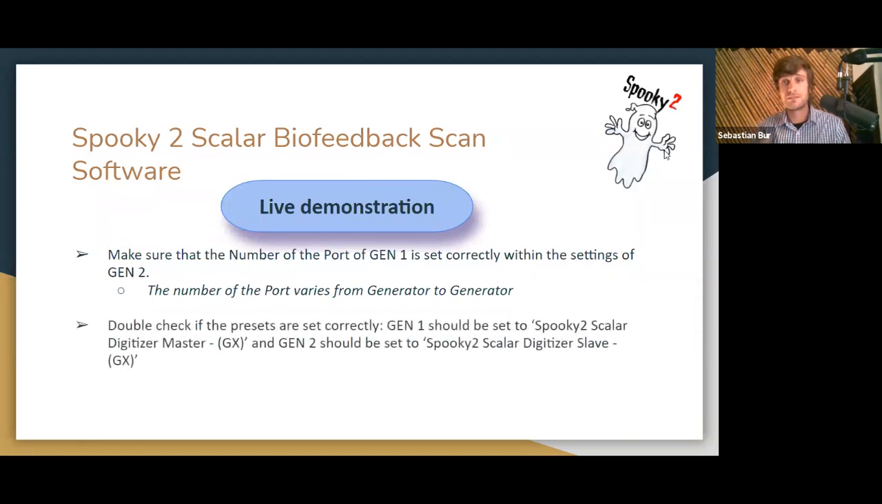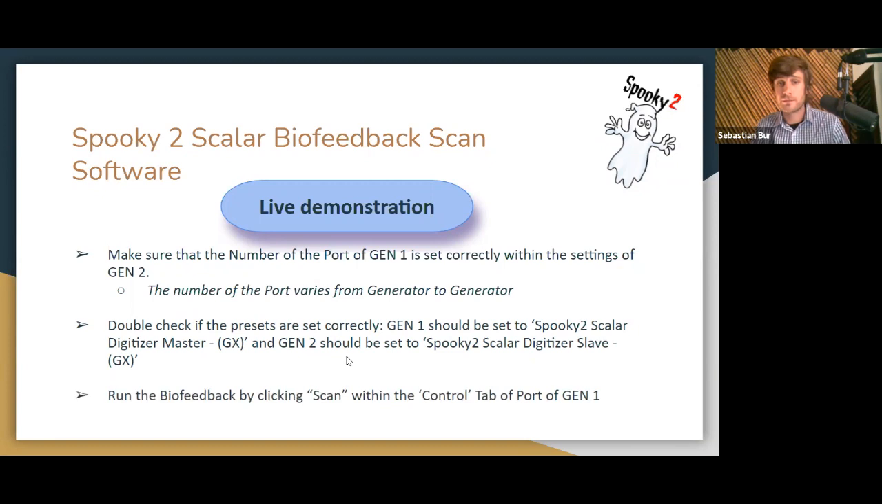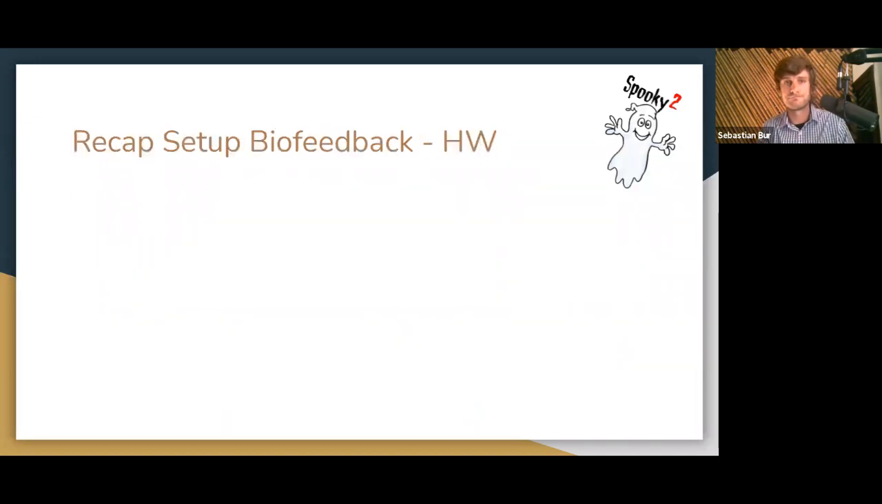Just as a reminder, this is to make sure you tell the machine which machine is scanning and which machine is sending the frequencies. Double check that the presets are set correctly. So generator 1 should be set to Spooky2 Scalar digitizer master, and generator 2 should be set to the slave. And you just run the biofeedback scan by clicking on scan within the control tab of generator 1. It's not generator 2, it's inside of the control tab of generator 1.